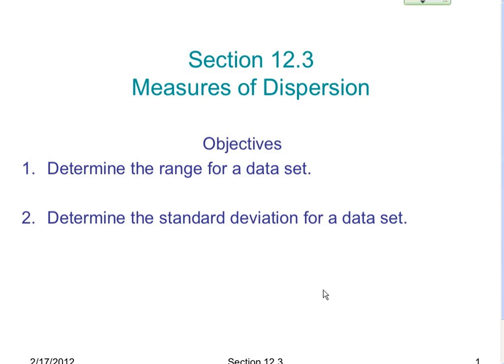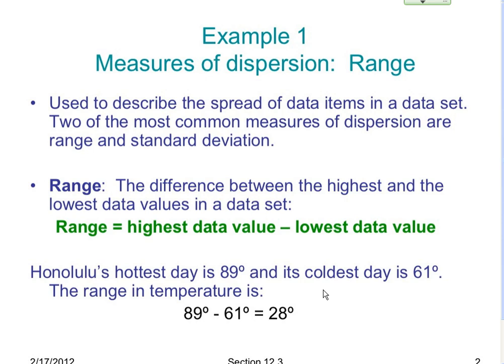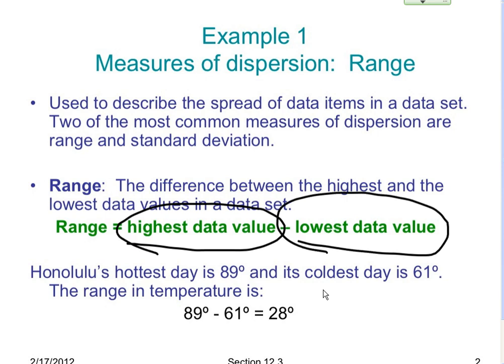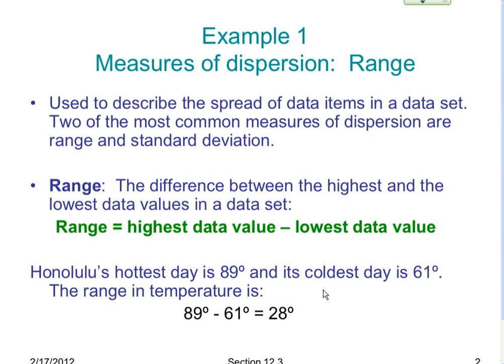This is section 12.3. We're going to be talking about range and standard deviation. I'm sure you've found the range before. To find the range, you take the highest value and subtract the lowest value. For example, Honolulu's hottest day is 89, coldest is 61. Take the high, subtract the low, and you get a range of 28.